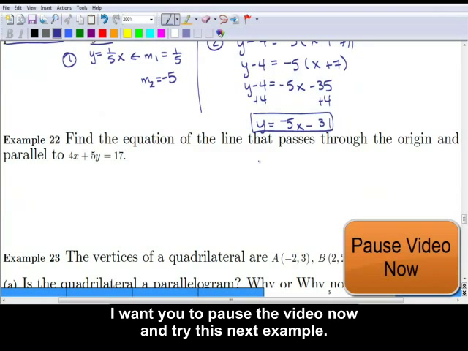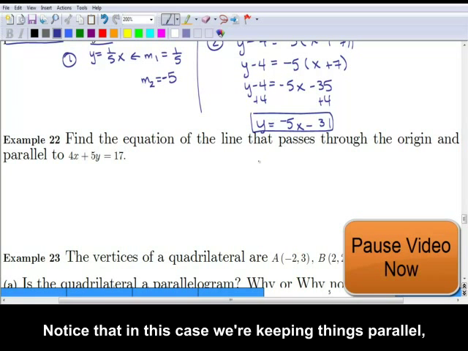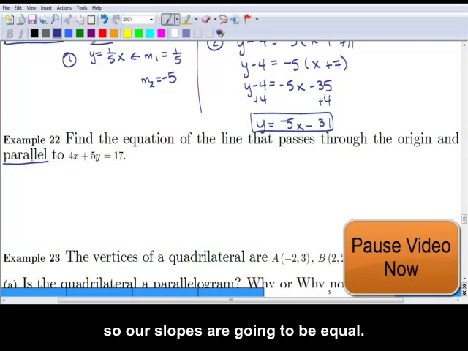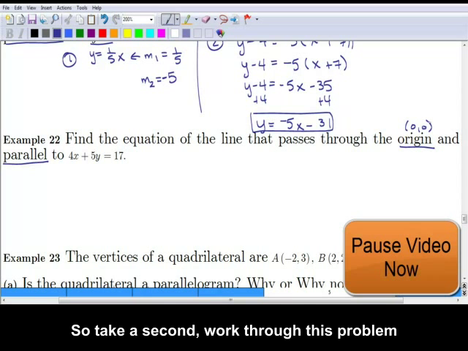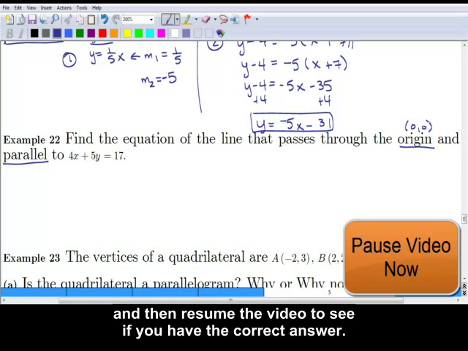I want you to pause the video now and try this next example. Notice that in this case we're keeping things parallel, so our slopes are going to be equal, and it's passing through the origin, which can be thought of as the point 0, 0. So take a second, work through this problem, and then resume the video to see if you have the correct answer.